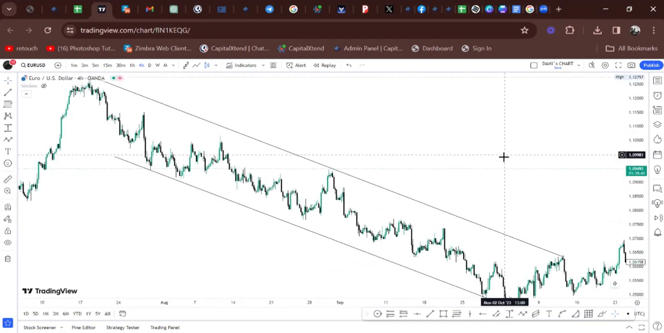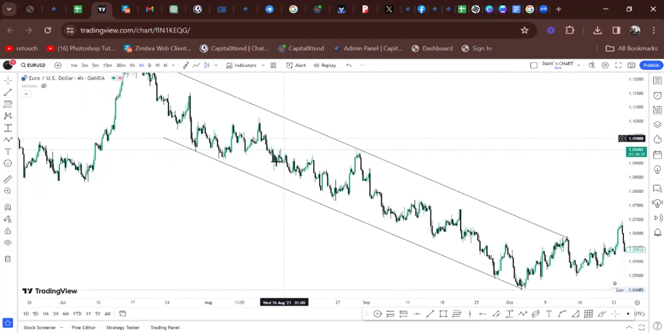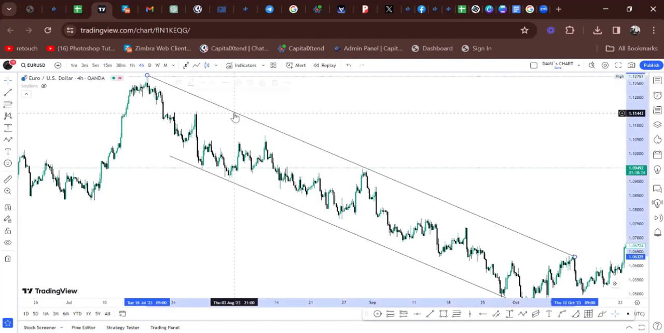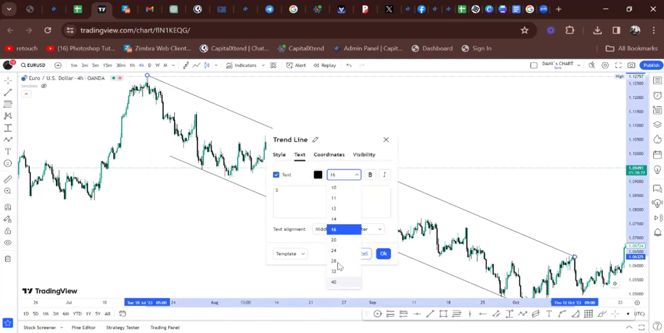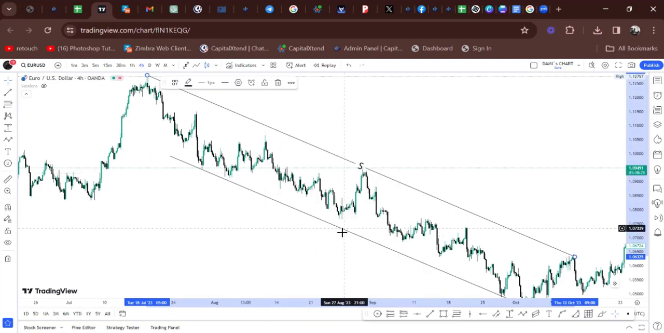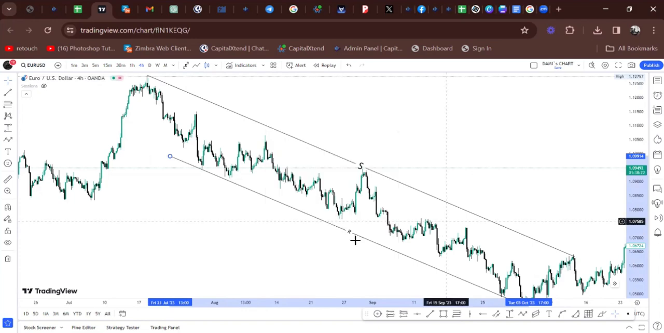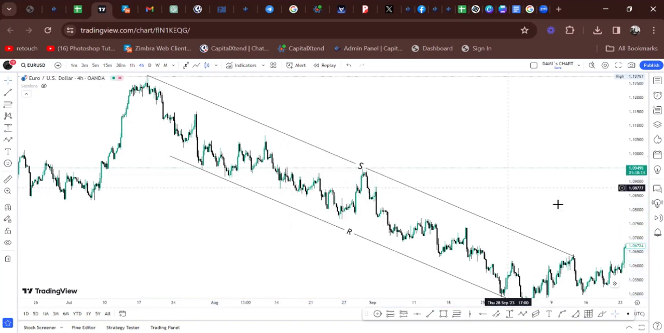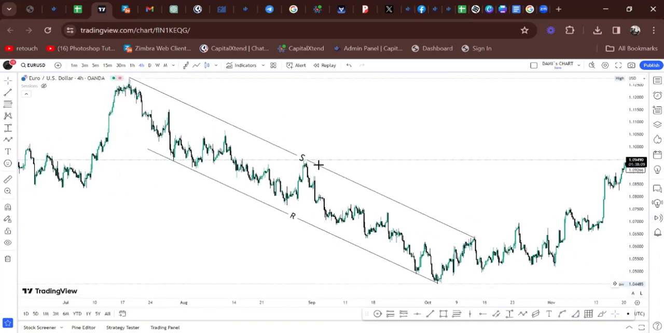Now we have structures. This is a downward structure, right? Price coming down, respecting the highs and the lows. Now this is our support. Our S is for support, and the R is resistance. You can see this is our support, and this is our resistance, meaning price keeps respecting the support.